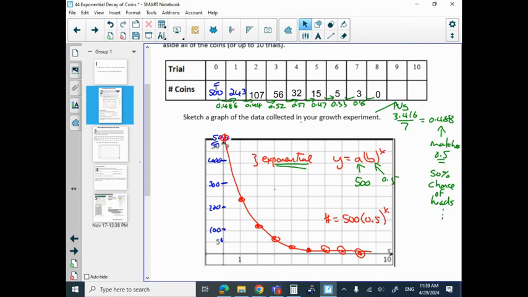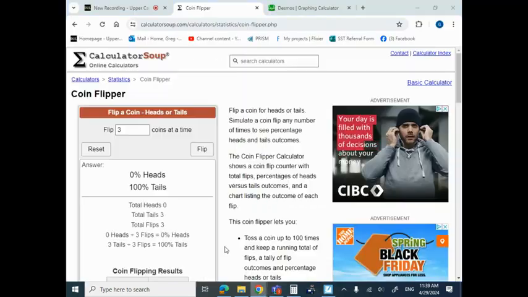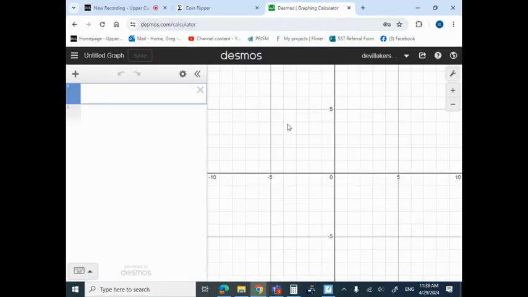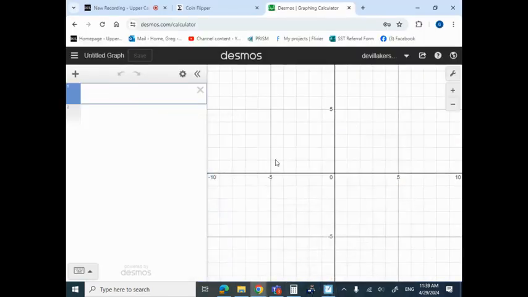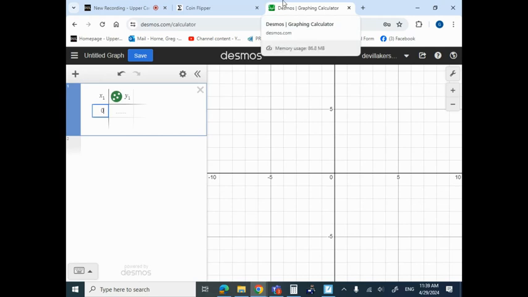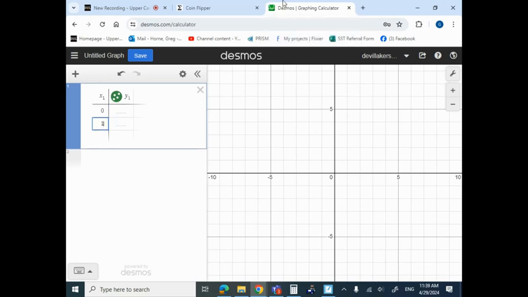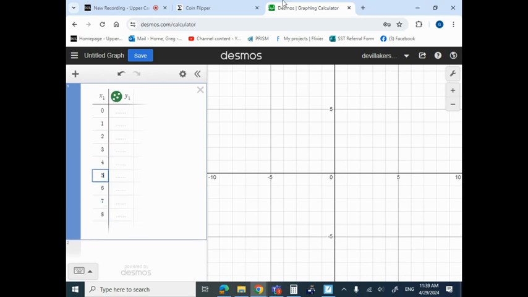So what we can do is go to Desmos and put the numbers in. I'm going to take a picture of those numbers so I can easily enter them in. And we'll fire in the numbers we just got from the coin simulation. Remember, you go to a table, and we need 0 all the way to 8. So 0, 1, and then just hit enter. It does it for you, which is nice.